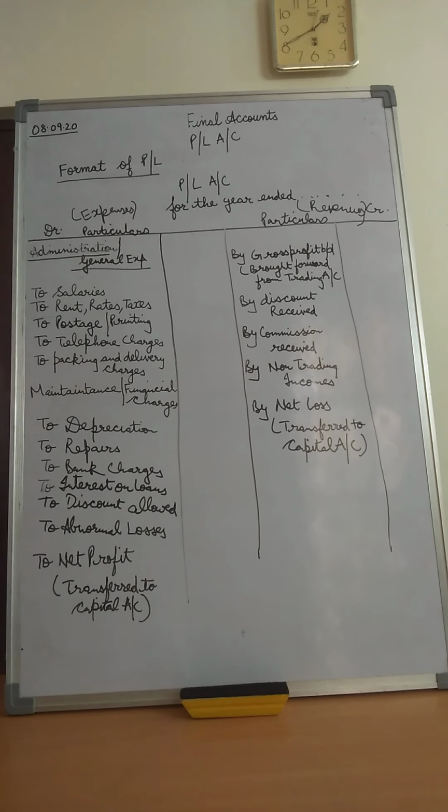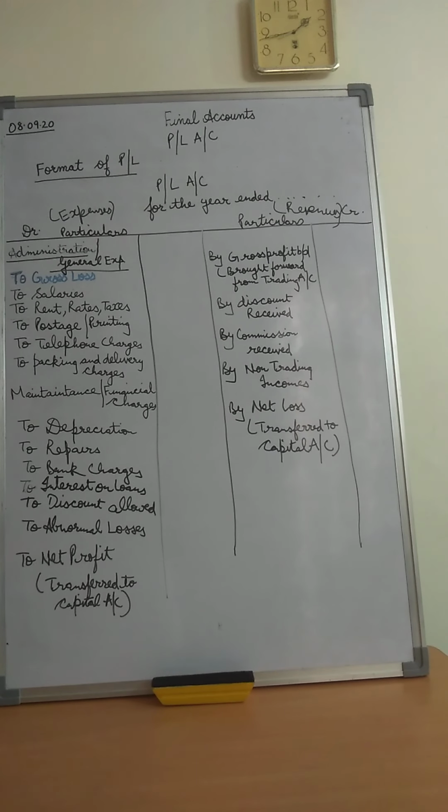Now let us talk about the credit side. What all does the credit side have? The credit side first of all has any kind of gross profit which had come from the trading account. That will go to the credit side of the P&L account. That is, the gross profit which we have brought down from the trading account would go to the credit side of the P&L account. Children, on the credit side we have the gross profit which we have brought forward from the trading account.